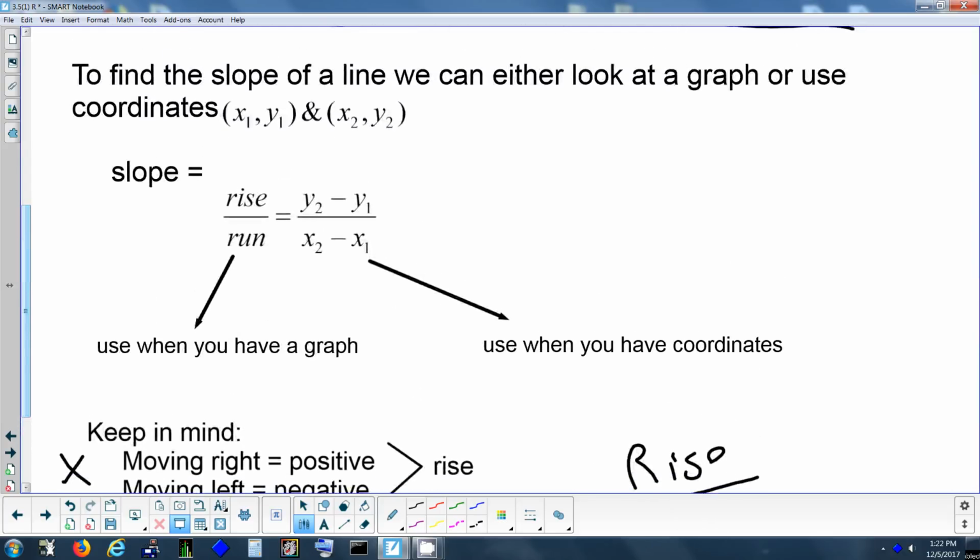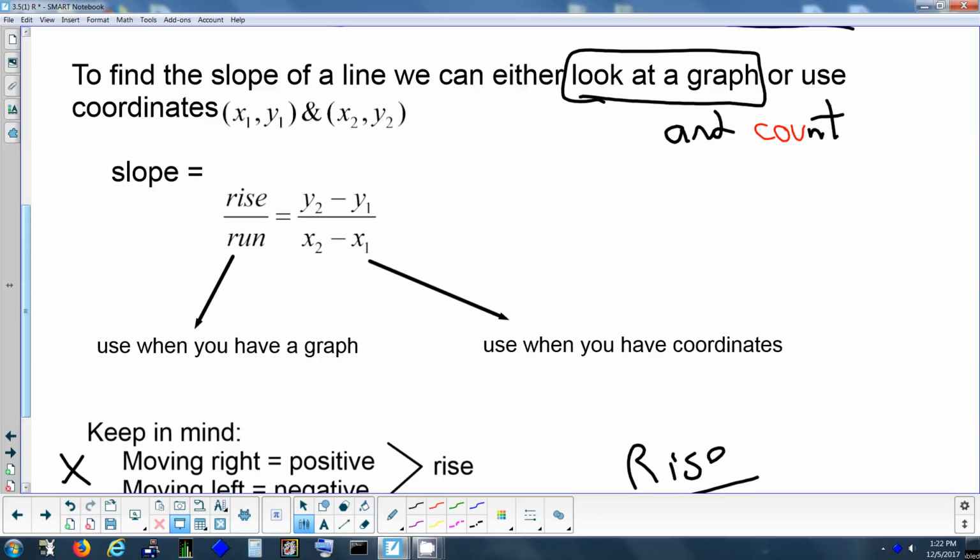Alright, guys, for that bottom one, to find the slope of a line, the two bullets. For the first bullet, you can just put look at the graph. Actually, I want you to put look at the graph and count. That's one way that you can figure out slope.